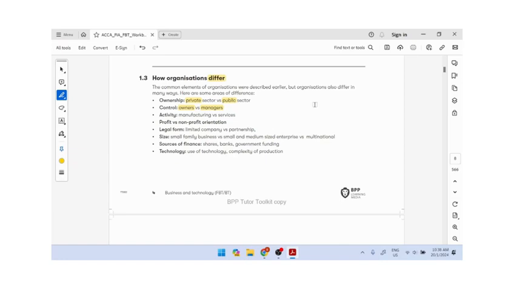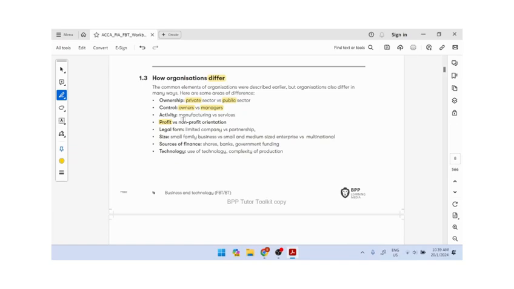Okay. So activity, manufacturing versus services. All right, very clear cut. Profit versus non-profit orientation. Commercial definitely is profit. Other organizations maybe want to provide free legal service. They want to provide free medical service in rural areas, giving education to underprivileged children. All right, so all these are examples of not-for-profit.